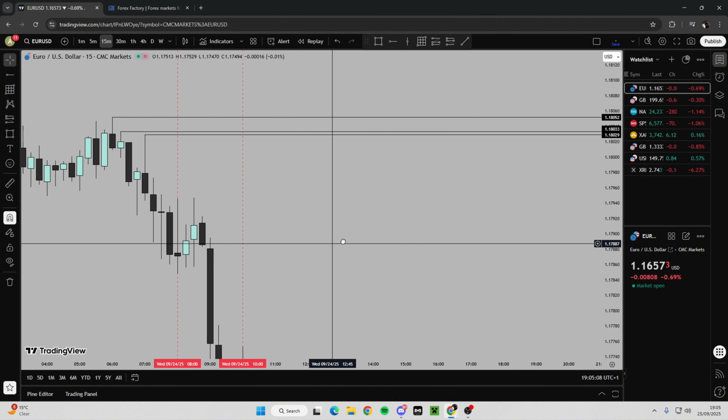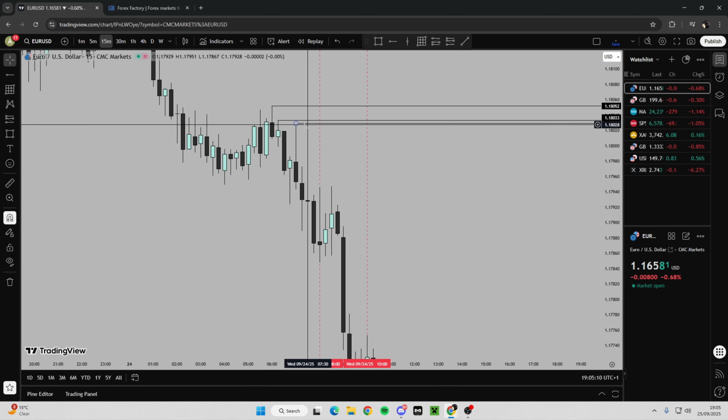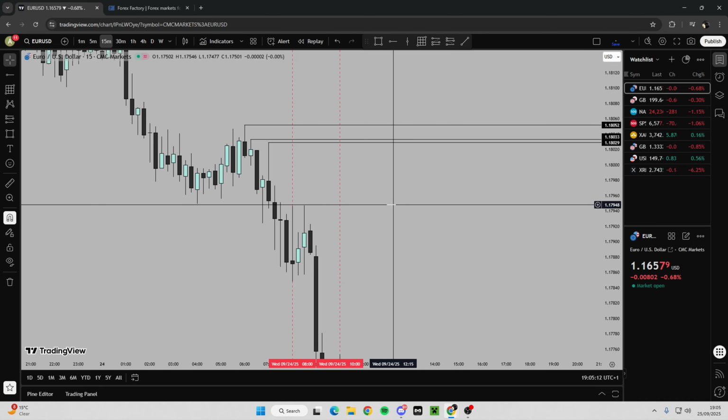So what I like to do is, until one of the key levels gets hit, I like to stay on the 15-minute, because the 15-minute does create confluences during the session as well. Which is how we would have taken a trade here.